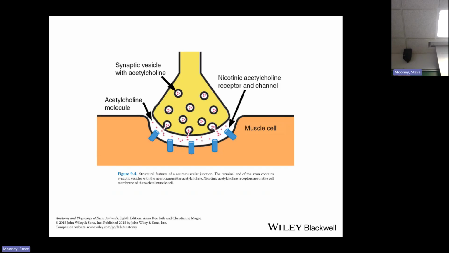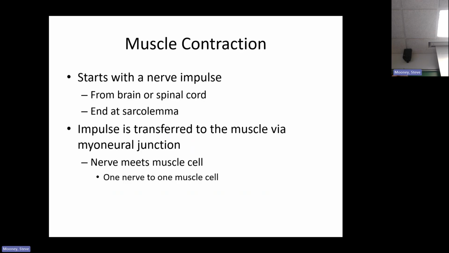So this gives us the name here. These vesicles, when the electrical impulse comes down, these vesicles fuse with the end of the nerve. They release the acetylcholine, the little red dots, stars or whatever they are, in the synaptic space. And then we have the receptors on the muscle cell that may or may not be excited depending on how much acetylcholine is released into that space between the two. So nerve meets the muscle cell, and we have one nerve for certainly every skeletal muscle.